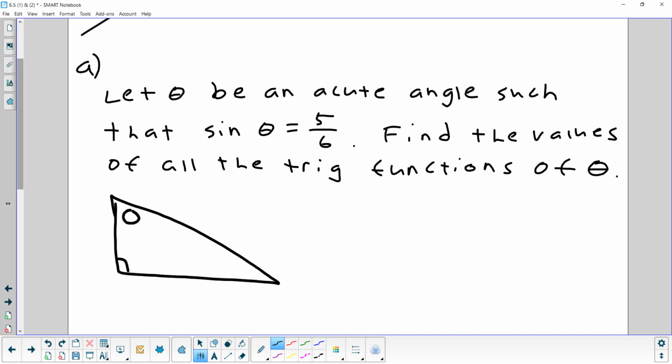But you can put theta wherever you want. She said 5 is the opposite. She said 6 is the hypotenuse. And now all we have to do is use the Pythagorean theorem. We can get the third side, and then we have opposite, adjacent, and hypotenuse. And we're good. We can do all 6.